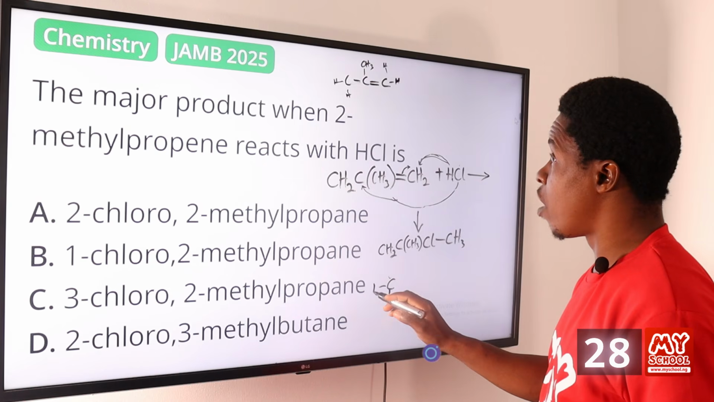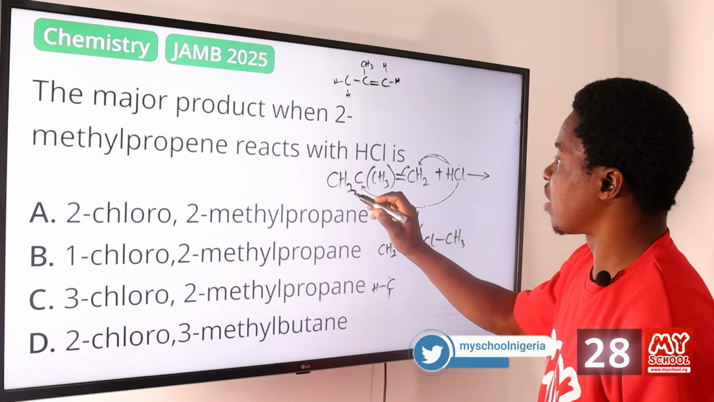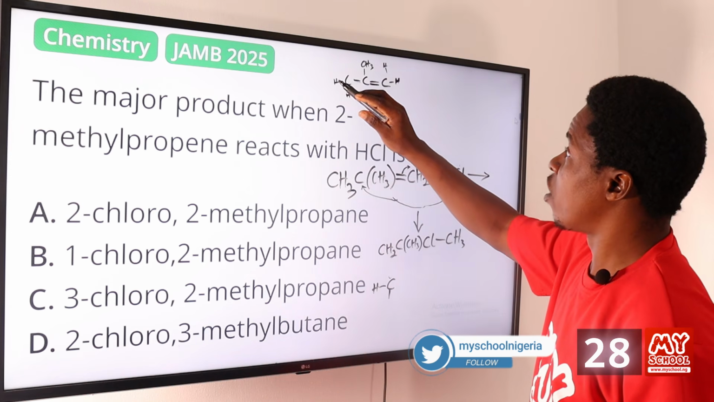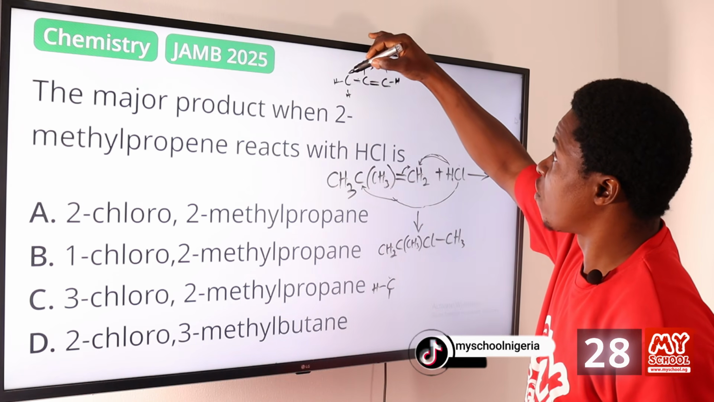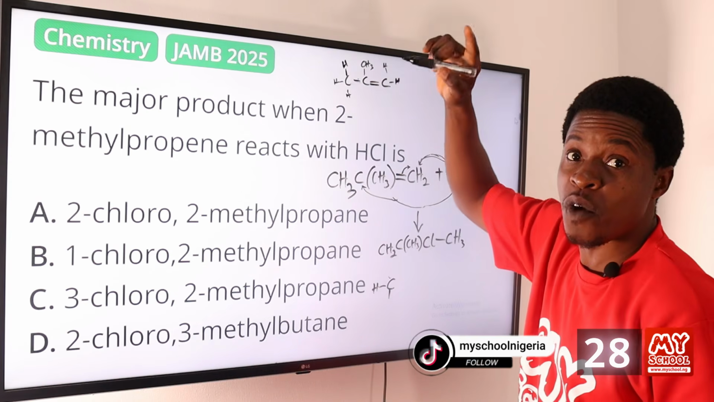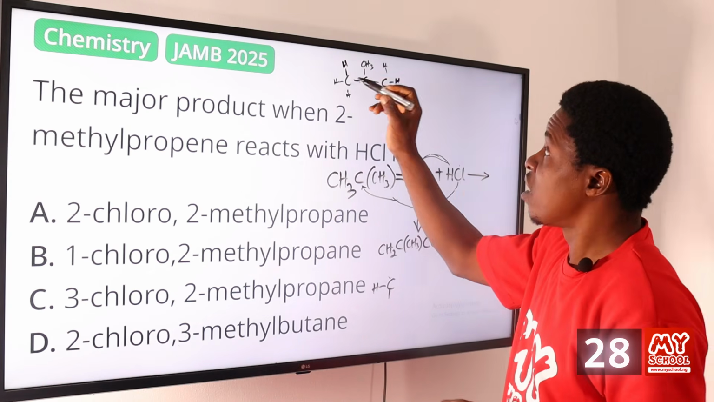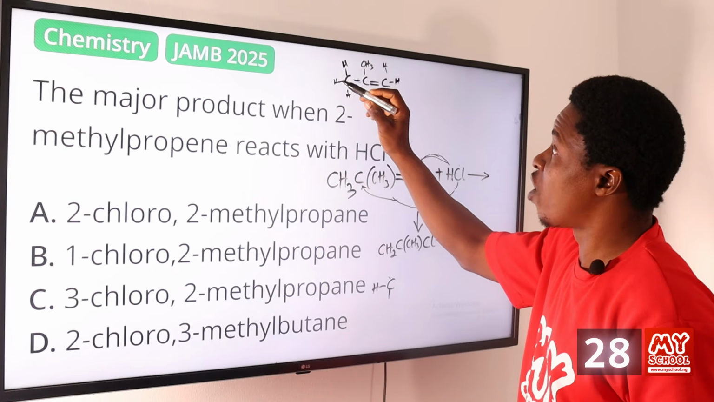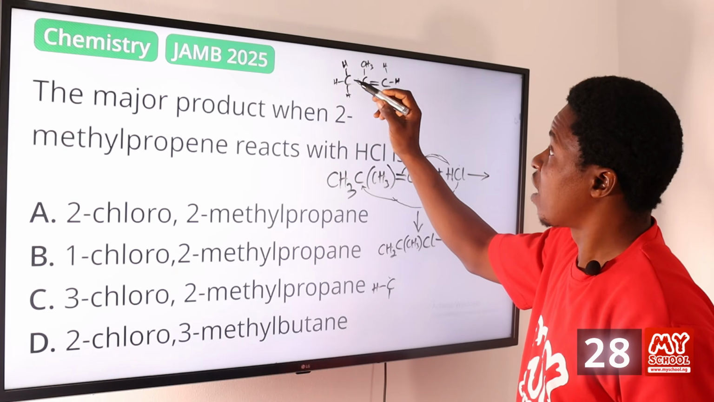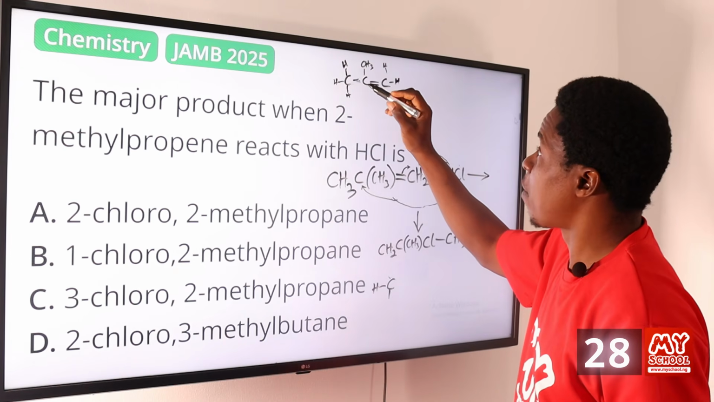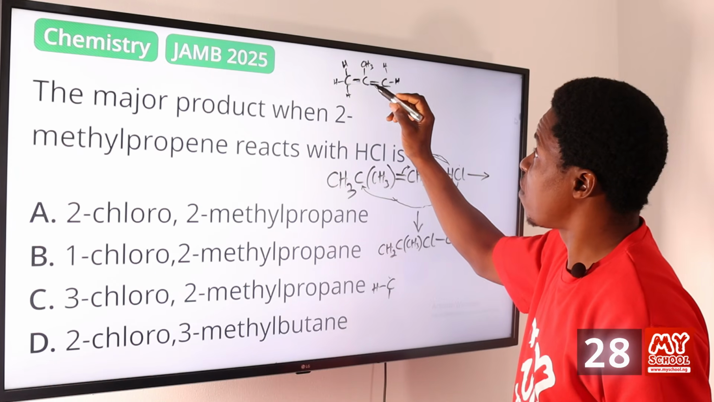This is supposed to be CH3, because 1, 2, 3, there should be 4. Each of the carbon atoms must have 4 bonds, because carbon always has 4 bonds. If you look at it, this is 1 hydrogen, 2, 3, and then 4. That's 4 bonds. So this carbon atom has 1, 2, 3, 4. That's correct.